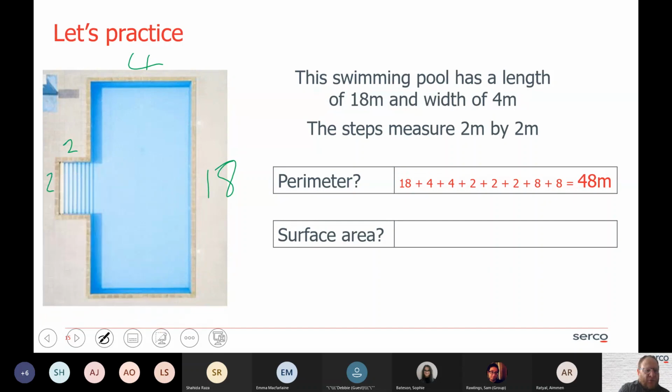And what I said previously was we've got this, you'd call that shape with a sticky out bit. Let's make it into 2 shapes. We'll draw a line there. 18 times 4 would give me this surface area. 2 times 2 gives me this area.